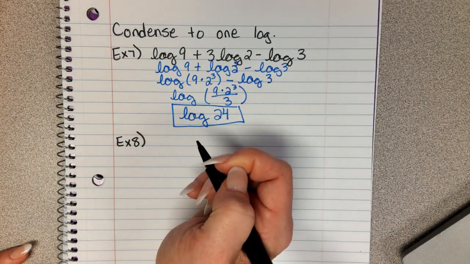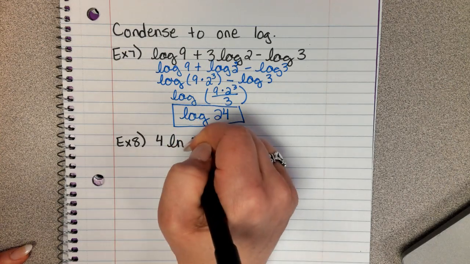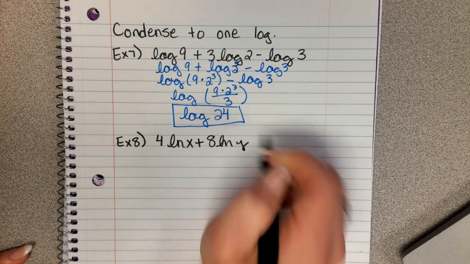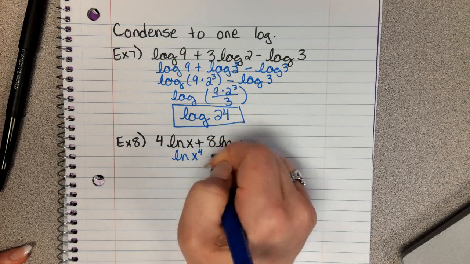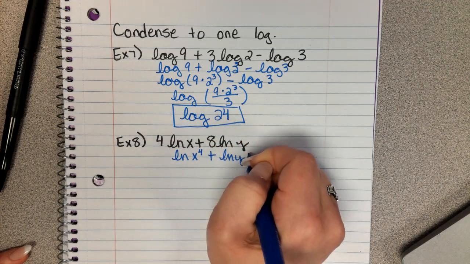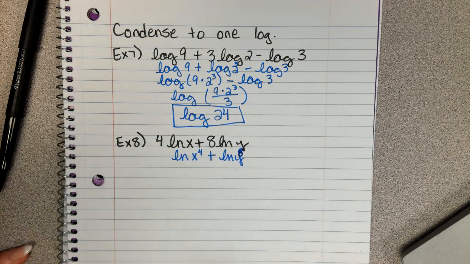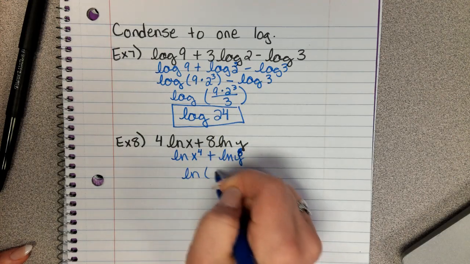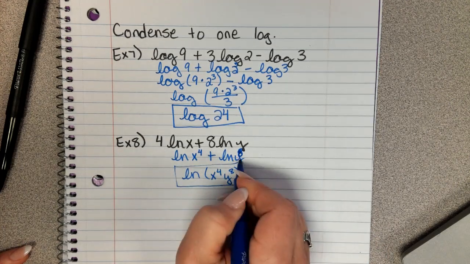Let's condense. Let's do something with variables. So let's do something like 4 natural log of x plus 8 natural log of y. I see I have these coefficients, so the first thing I'm going to do is move those coefficients back to the exponent. That's an 8. And then after I've done that, I notice I have addition, which can be multiplication. So I have the natural log of x to the 4 times y to the 8. And I've condensed it down to one logarithm.